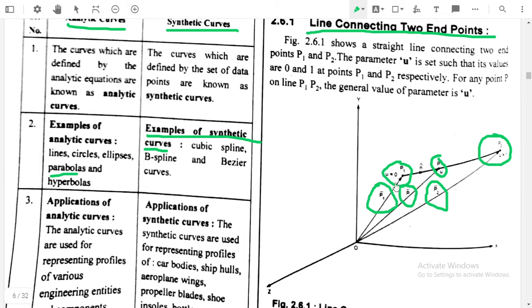As we discussed, u is an independent parameter. At the starting of the line, at point P1, the value of u is 0, and at the end of the line, P2, u is equal to 1. The value of u is varying from 0 to 1.